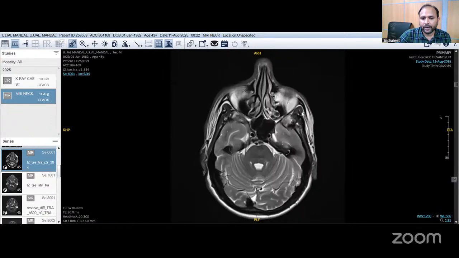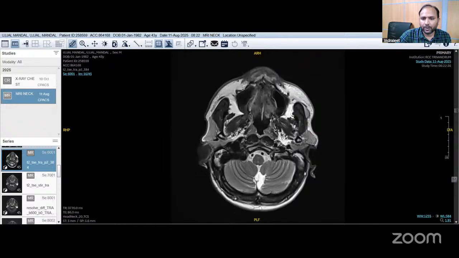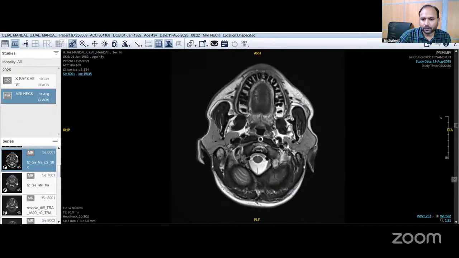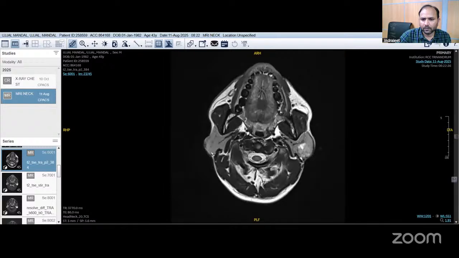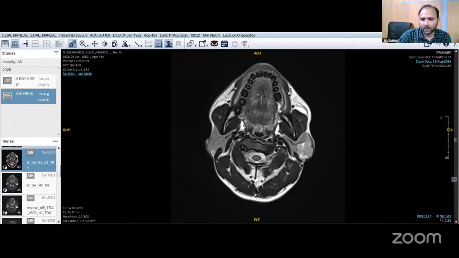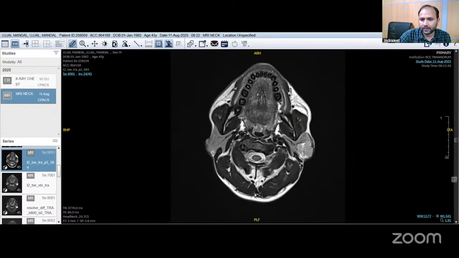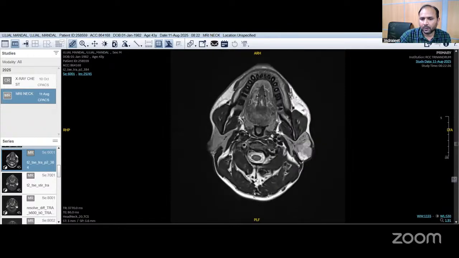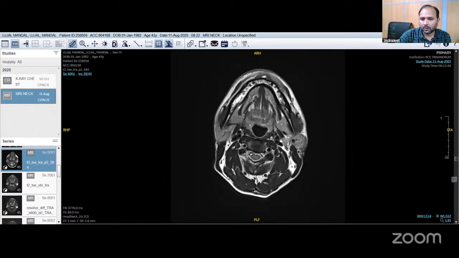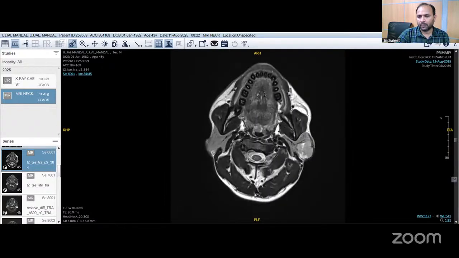This is a T2 weighted axial image. I'm going from superior to inferior. You can see a mixed area of hyperintensity and hypointensity, like bright and dark areas. We can see mixed signals are there. Mainly it is T2 hyperintense, we can say. Iso to hyperintense. Okay.